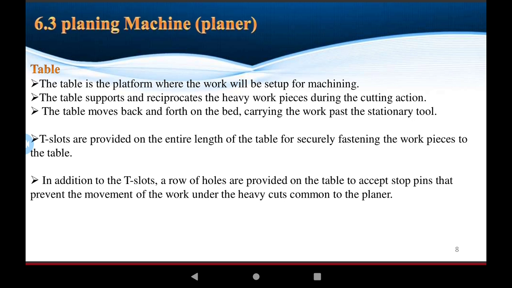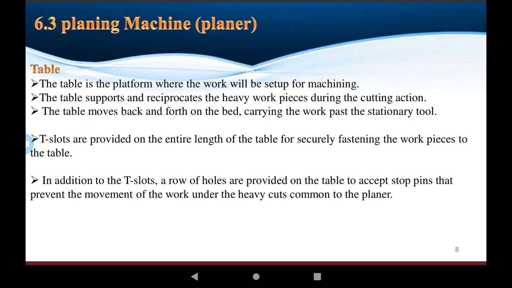are provided on the table to accept stop pins that prevent the movement of the workpiece under the heavy cut of the column of the planer machine. The planer machine is used to cut extra metal to remove it from the workpiece, and the workpiece is also made according to the need of the customer and work market demand.